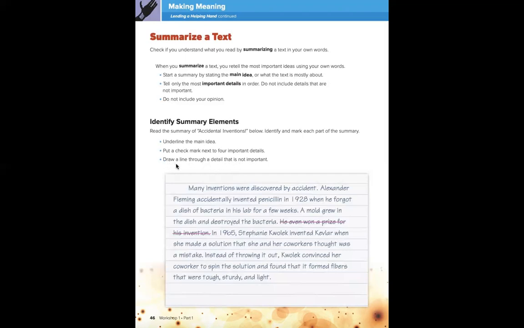So this one has already been done. As you can see, they've already marked out a detail that's not really important. Okay, so I'm going to read through this summary, and then you guys are going to go back and underline the main idea, and then put a check mark next to 4 important details. Do not worry about getting things wrong.